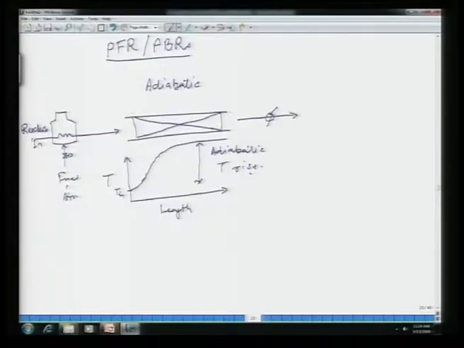It may so happen that this adiabatic temperature rise is too much. Let us say inlet temperature is 300 degrees Celsius, and let us say the adiabatic temperature rise is 150 degrees Celsius. What that means is, the catalyst at the inlet is at temperature x, catalyst at the outlet is at temperature x plus 150 degrees Celsius. So, if the inlet is 300 degrees Celsius, the outlet will be 450 degrees Celsius.